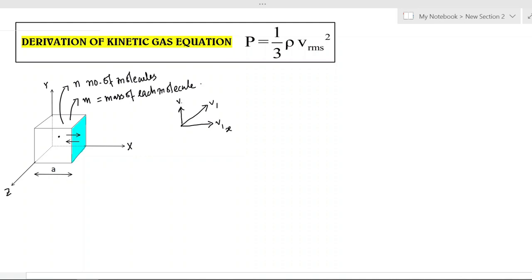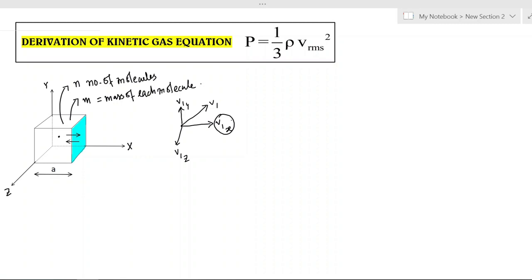v1x, this is v1y, and along the z direction it is v1z. Okay, so now here I'm going to consider only the x component of the velocity. In terms of only the x component of the velocity, I'll find out the pressure first. After that, I'm going to normalize the expression in terms of the velocity v1 itself.